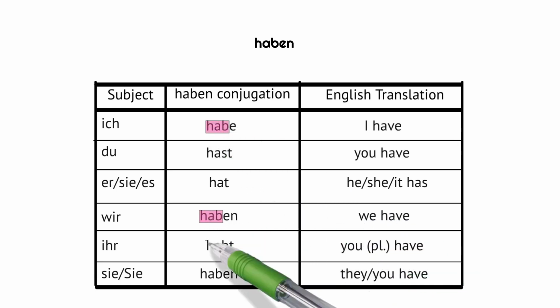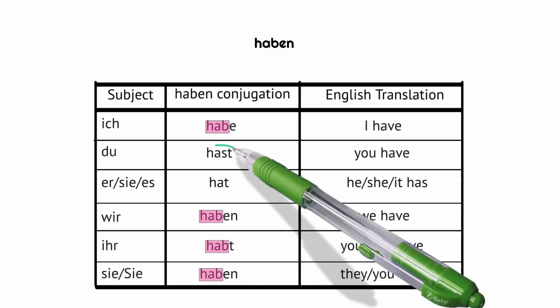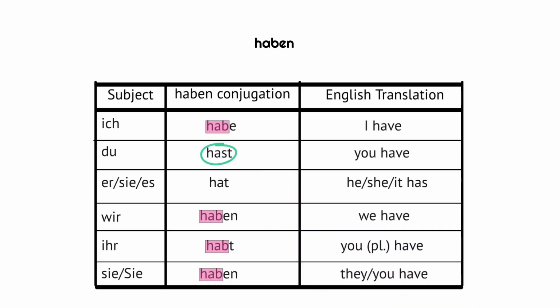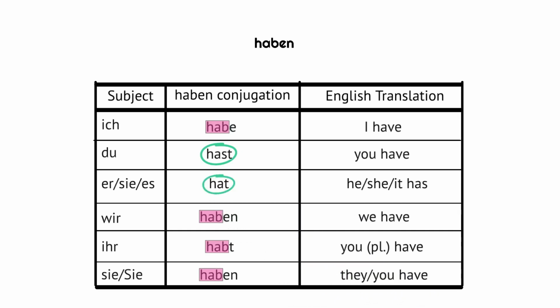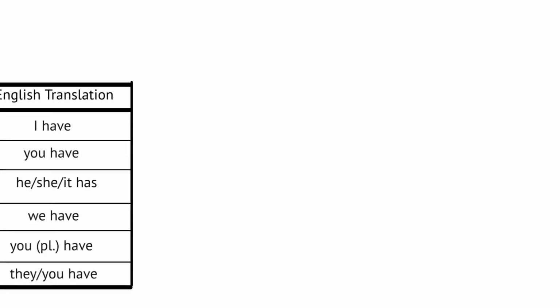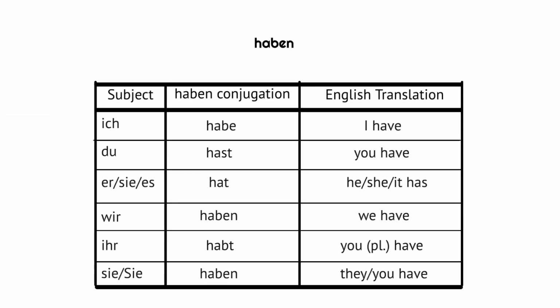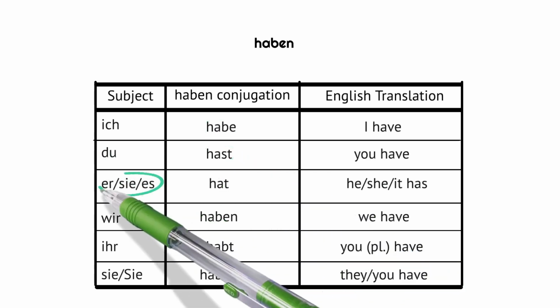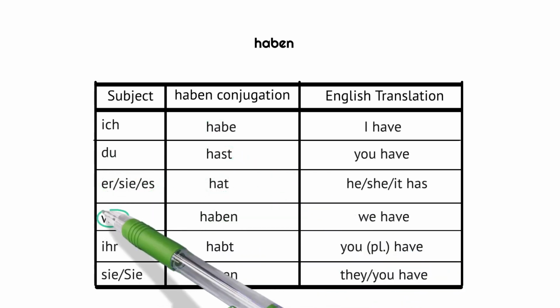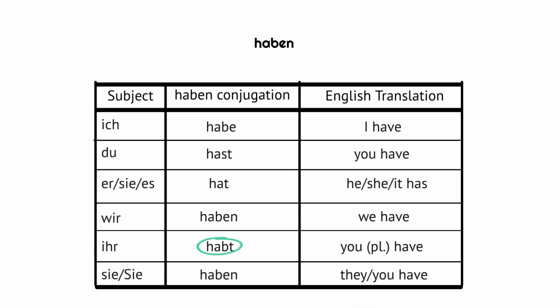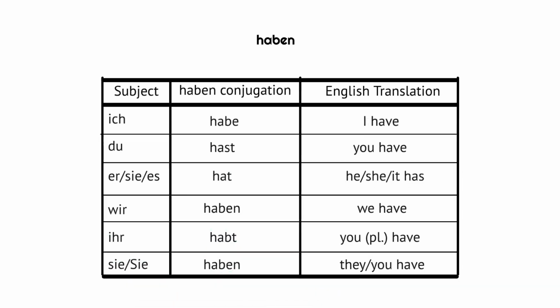It uses the stem hab for almost every person. The key exceptions here are the du form, hast, and the er/sie/es form, hat, where the b completely disappears. But for all the plural forms and the ich form, the root hab stays intact. Let's read it out to build that muscle memory. Ich habe. Du hast. Sie, es hat. Wir haben. Ihr habt. Sie haben.